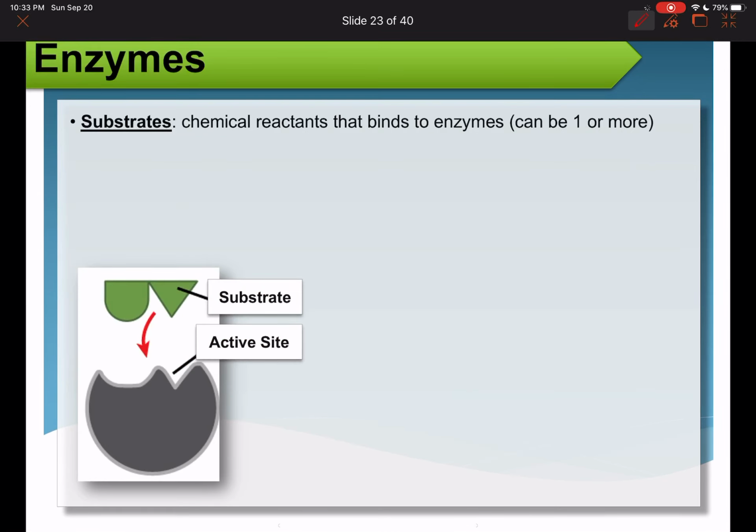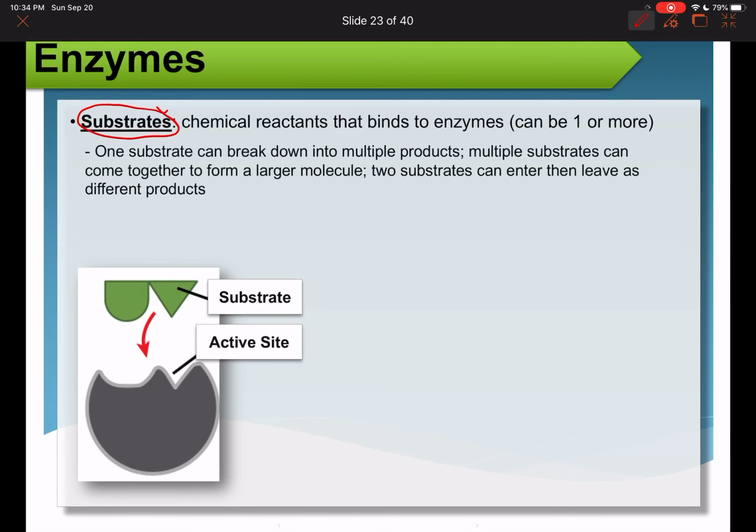All right, so we usually refer to molecules that bind to a specific enzyme as substrates. And sometimes there can be more than one substrate that will bind to the enzyme. For example, if we're adding substrate A and substrate B together to make a molecule AB, then the enzyme has to bind to both substrate A and substrate B. So depending on the nature of the reaction, different enzymes can do different things. It can bind to one substrate or it can bind to multiple.